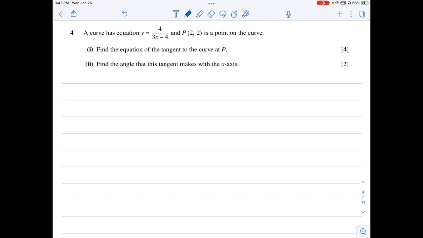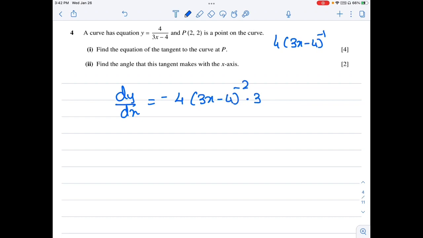Question number 4. A curve has an equation y = 4/(3x - 4) and P(2, 2) is a point on the curve. Find the equation of the tangent. So first, to find the equation of a tangent, I have to find the derivative. 4 times (3x - 4)^-1, so -4 times (3x - 4)^-2. Chain rule, don't forget to multiply by 3.